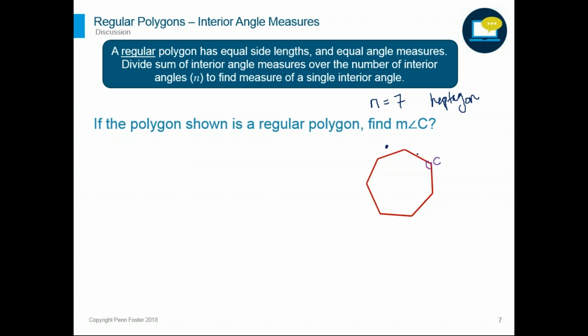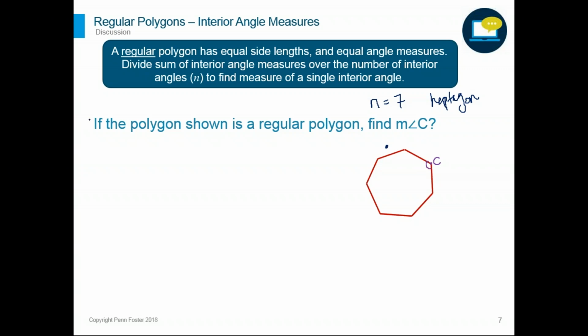So we're looking for the actual measure, not the sum, the measure of one of the interior angles. In a regular polygon, since all the sides are equal in length, it is true that all of the interior angles have the same measure. So, in my mind, if I'm able to find the sum of all interior angles in that regular heptagon, I can just divide the sum by 7, and that will give me the measure of one angle inside that regular heptagon. And this is what the question is asking.